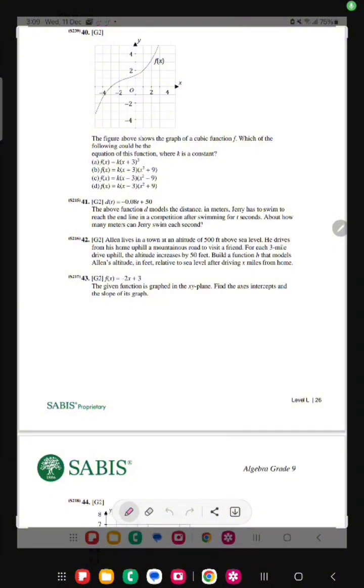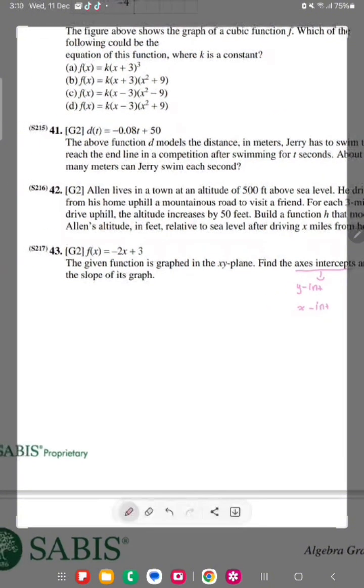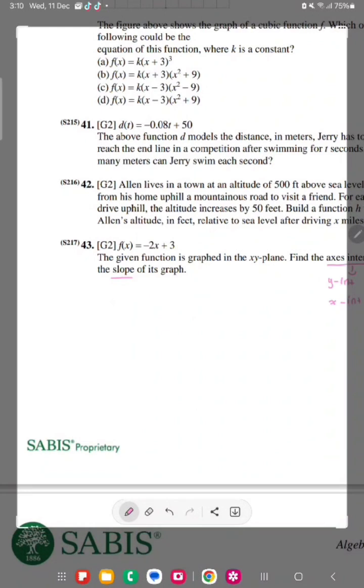Okay, for this one, they told you find the axis-intercepts, which means y-intercept and the x-intercept. So they want the intercepts, that's y-intercept and x-intercept, and they want the slope of the graph. So remember this, y equals mx plus b. So the slope is m. It's the number before x. Here, the number before x is negative 2. So the slope is equal to negative 2.